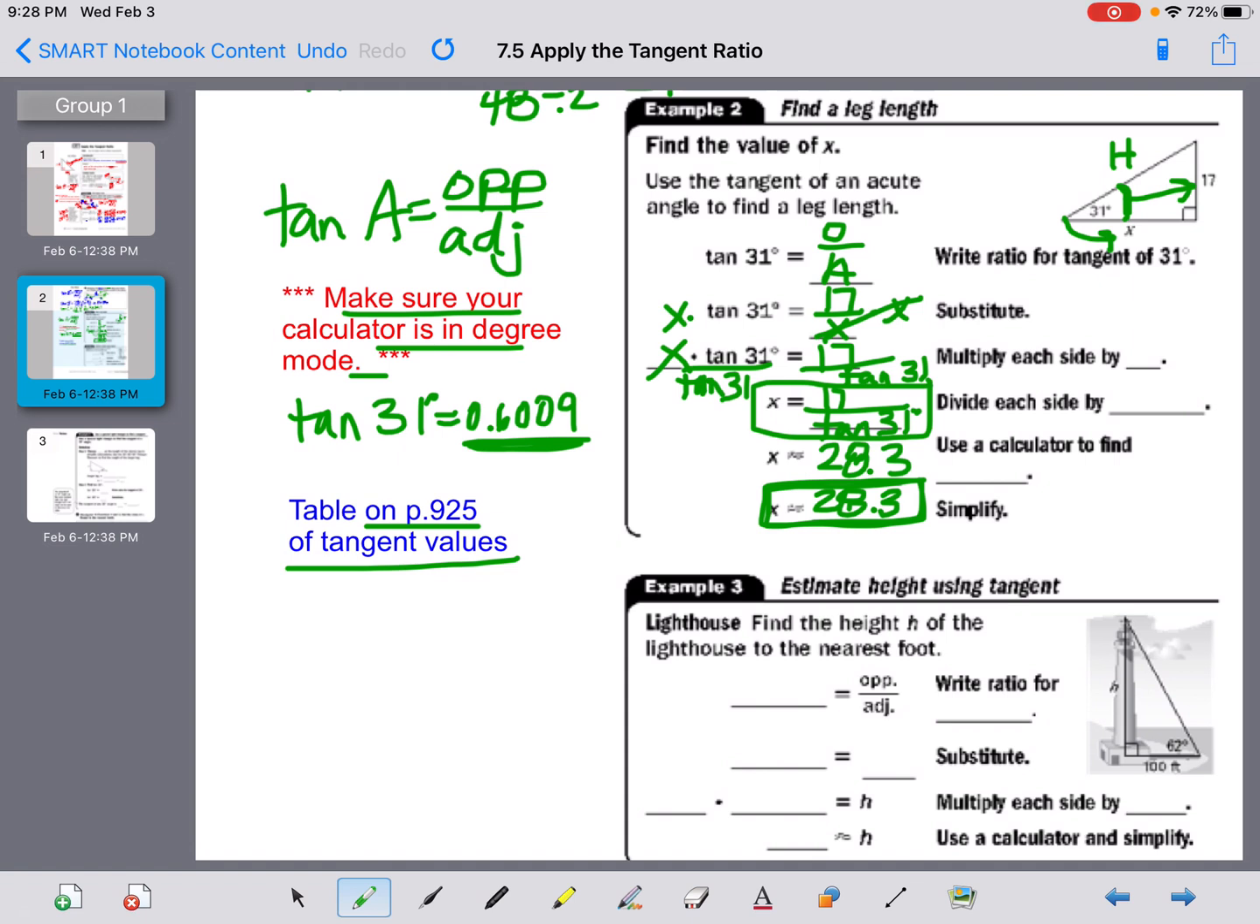I'm just curious: 17 divided by 0.6, and I get 28.3. This one is very close because of all those zeros. It doesn't make a difference. But on some of them, it'll make a big difference in your answer.